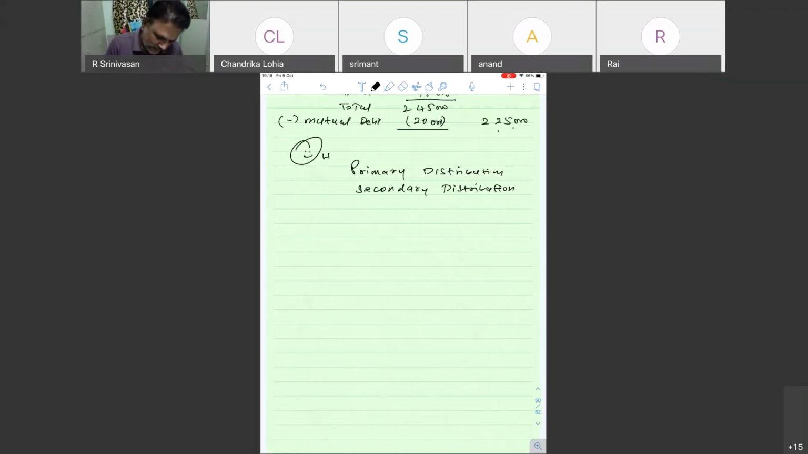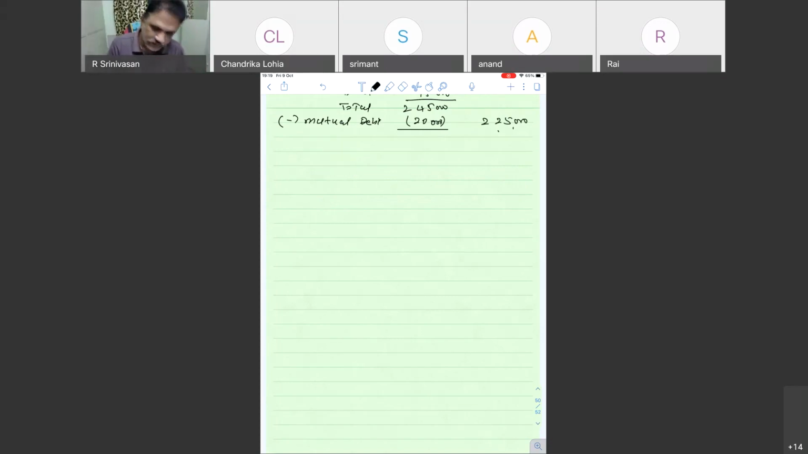So the other name of secondary distribution is departmentalization. Okay. Rather, our study material does not call it secondary distribution. They very specifically say primary distribution and departmentalization. So that is the other name for the secondary distribution.